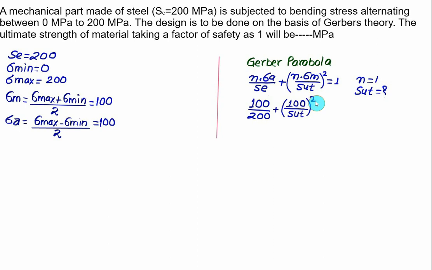The factor of safety is 1, so on the right hand side we get 1. Solve this and you will get the value of SUT. This value of SUT comes out to be 141.4. Now this is practically not possible because this value is less than the value of SE. So this is practically not possible.